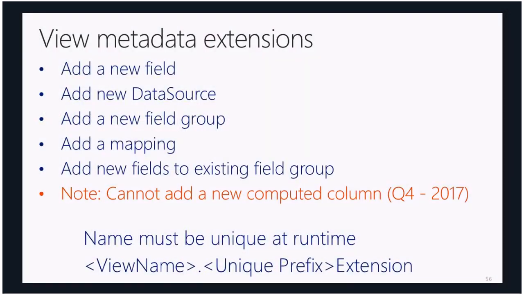Views are supposed to support much of the same functionality as table extensions. However, currently, the only supported features are additive. You cannot change the label or help text of a field, for example. You can add new fields and new data sources. Note that adding a computed column is also not supported, but is planned for an upcoming platform release. The same naming scheme we have discussed applies to view extensions as well.